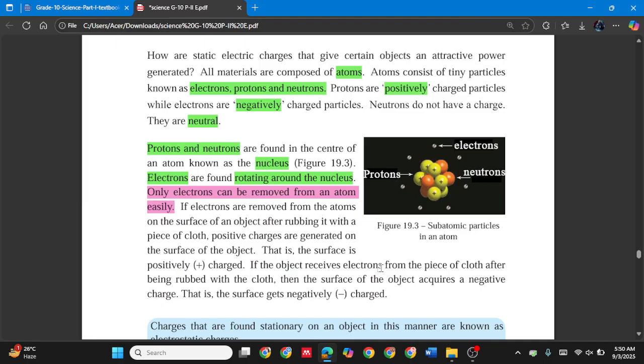The protons and neutrons in the core can't move because they are in the nucleus, in the middle part of the atom. We highlighted this: only electrons can be removed from an atom easily and can be added to an atom easily, vice versa. So the surface is positively charged. If the object receives electrons from the piece of cloth after being rubbed with the cloth, then the surface of the object acquires a negative charge. That is, the surface gets negatively charged.